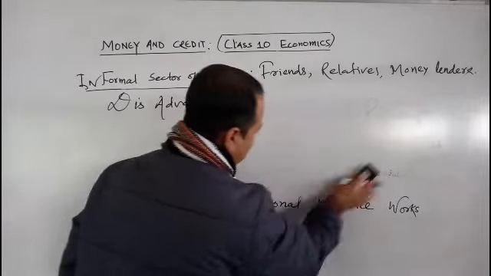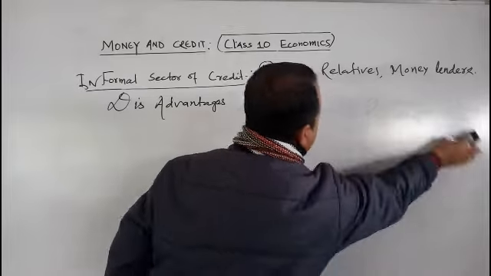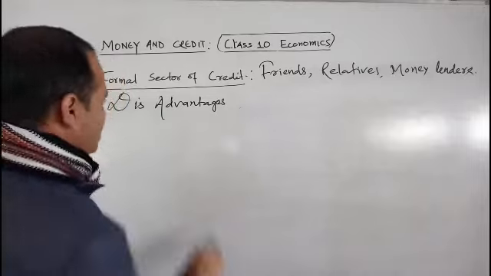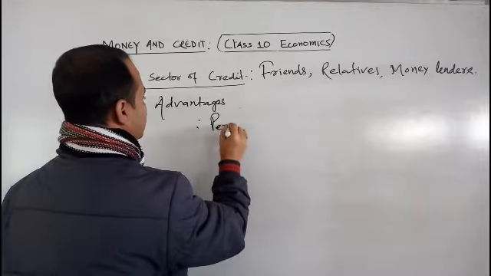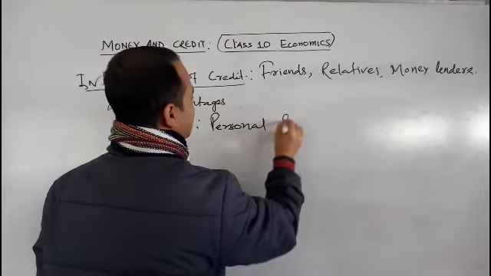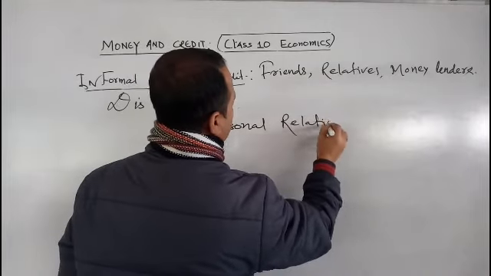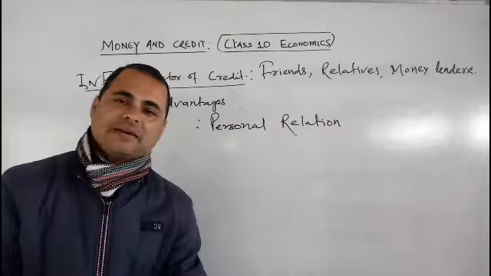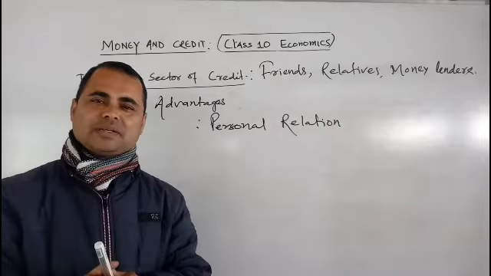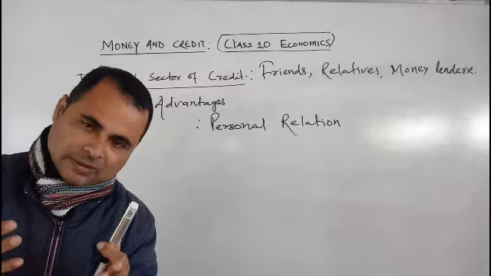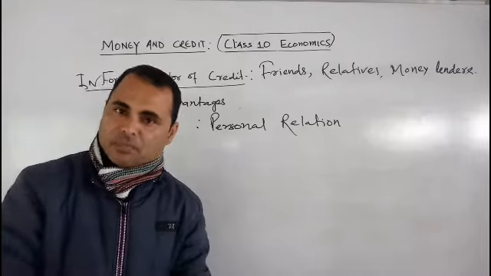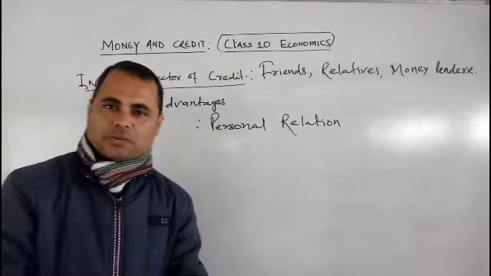The first disadvantage of informal sources of credit is what? Here personal relation works. If you are not in a good personal relationship, then the mode of repayment, the rate of interest, and the time given to you may be more difficult. So this is a disadvantage of informal credit.